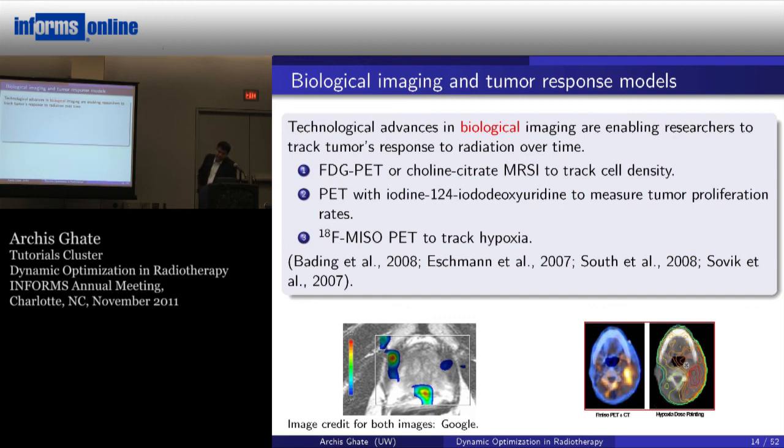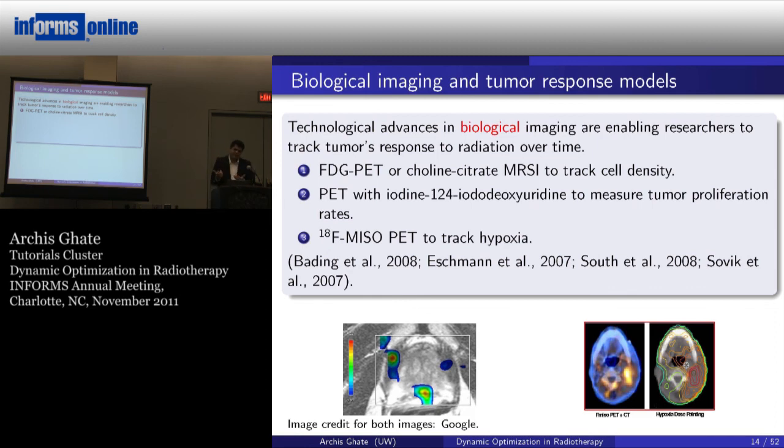There is something called biological imaging. Because of biological images, you can actually understand a lot more about the tumor's behavior these days than you could a while ago. These are names that I found in different books and papers and so on. FDG PET, so positron emission tomography, that's PET, and FDG is basically a fluorine tracer, or choline citrate MRSI, so magnetic resonance spectroscopic imaging. Choline citrate is again another tracer.